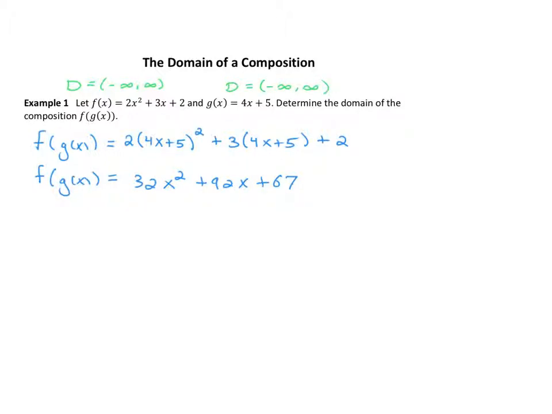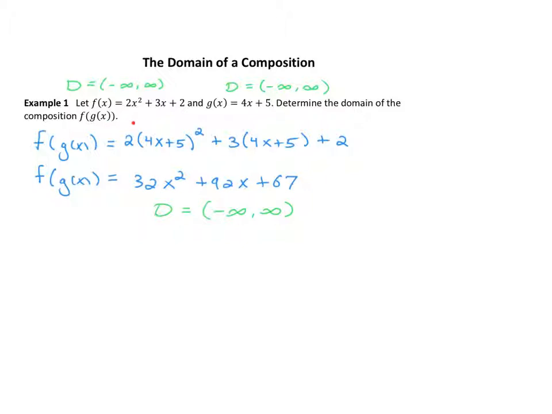So what does this mean about the domain of not just f or g, but what about the domain of the composition? Notice that we got this formula here, and the domain of this thing is also all real numbers. This leads us to the following fact. If the domain of both of these functions is all real numbers, the same must be true for the composition.